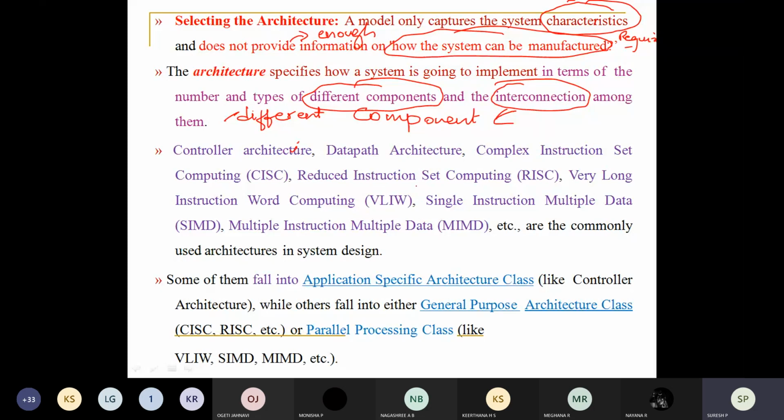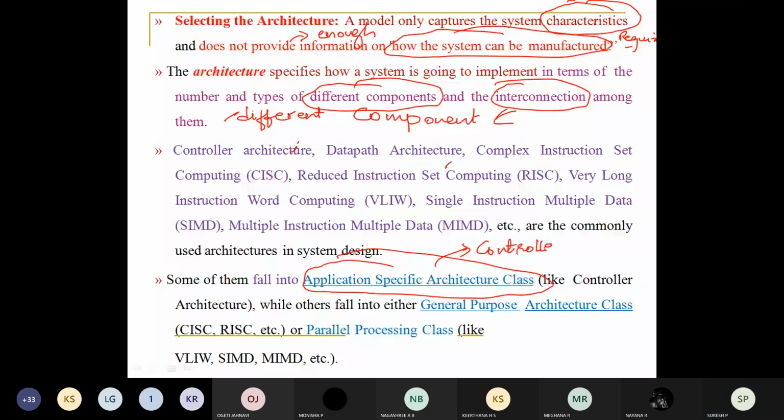If I have more control operations in my application, more controller architecture should be there. If only data flow is there, then I can go with a data path architecture only. Now, the architectures which are specified here may fall into some application specific architecture class. When you talk about application specific, it is nothing but your controller architecture.